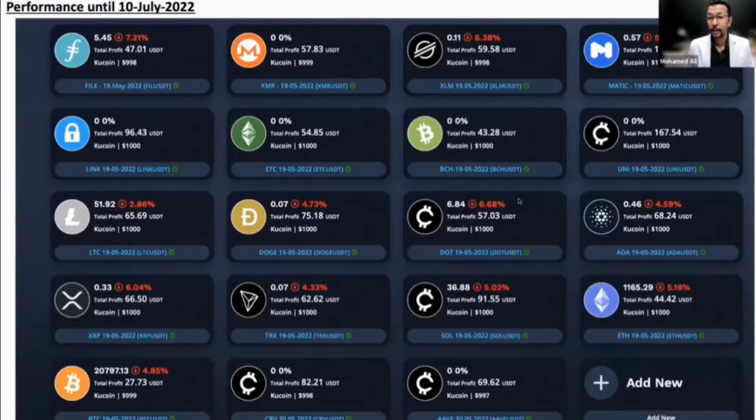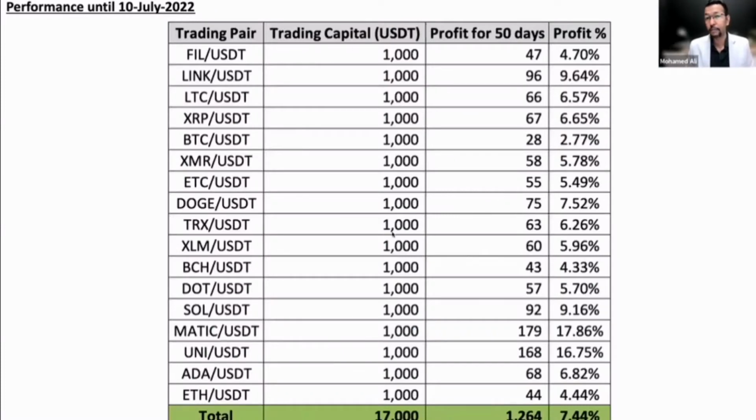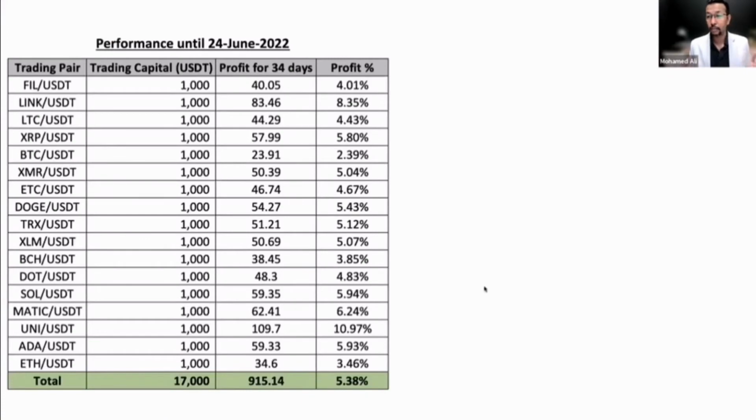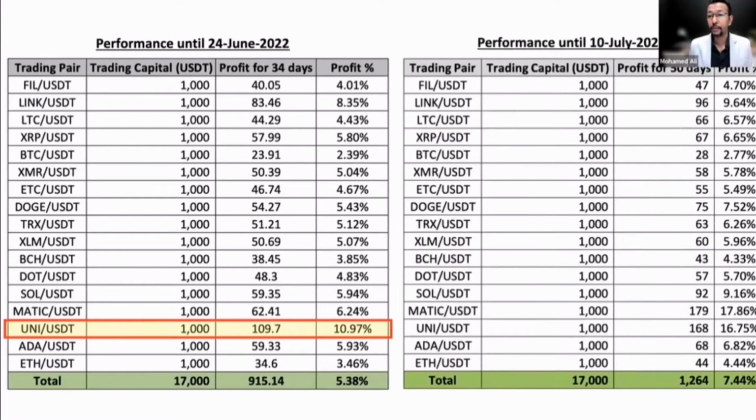We're going to see now a comparison between the accounts. This is the performance of the account over 50 days, the total duration. So the overall profit has increased to 7.44%. Let's have a side-by-side comparison. This is the previous one on 24th of June, where the superstar was UNI, which made 10.89%. And this is the new record as of yesterday, 10th of June. So we're talking about approximately 50 days of performance of this account. The total profit has increased from 5.38% to 7.44%.